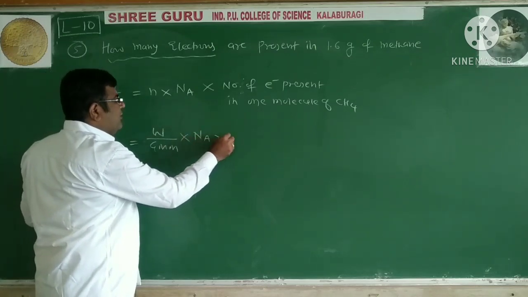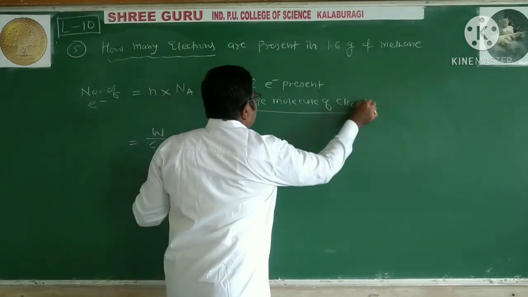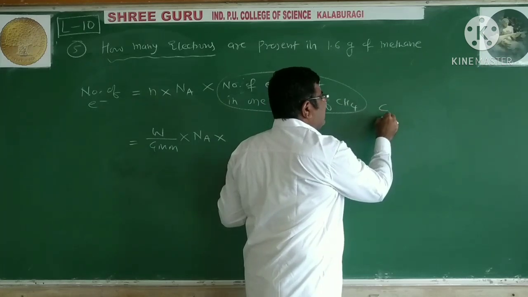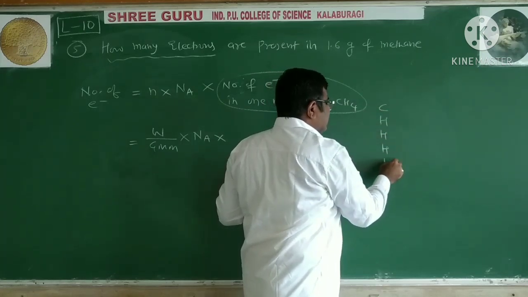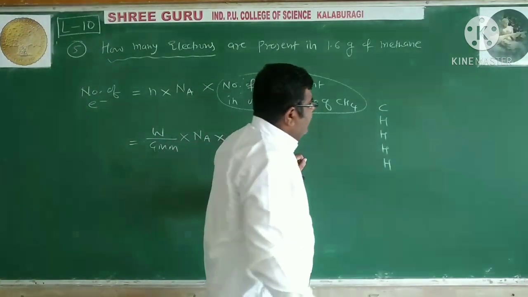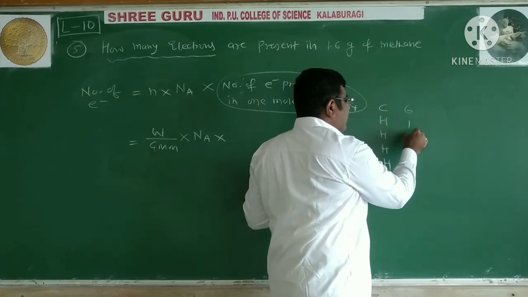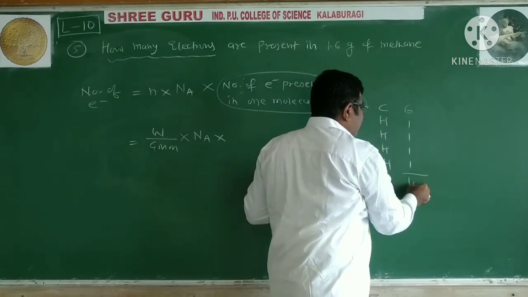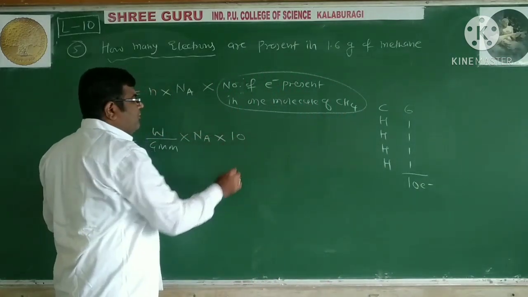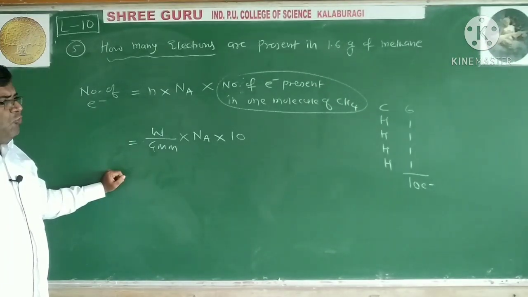This is Avogadro number. And how many electrons are present in one molecule of methane? One molecule of methane contains one carbon and 4 hydrogen. Number of electrons is nothing but atomic number. Atomic number of carbon is 6. Hydrogen atomic number is 1, 1, 1, 1. So there are 10 electrons present in one molecule of methane. Isn't it? 6 from carbon and 1 each from 4 hydrogen atoms.